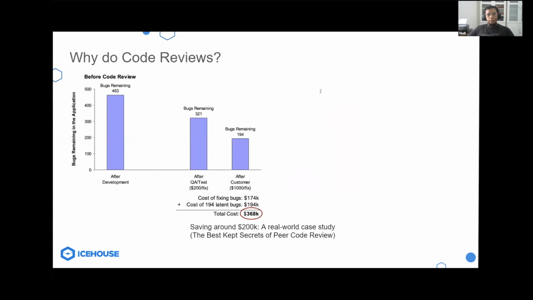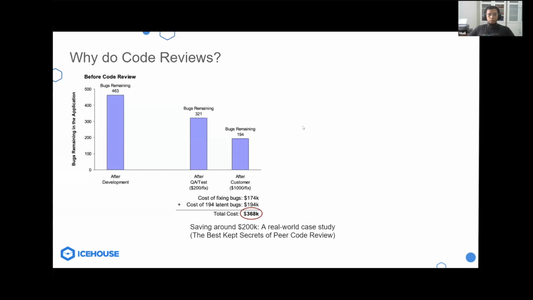To emphasize the importance of finding defects as early as possible, let's take a look at the following real-world case study. This company tracked how many bugs are found in a 3-month project where there are 10 developers involved in it. They also measured the total cost for fixing those bugs, which some were found by the QA and others were found by the customer on the production stage.